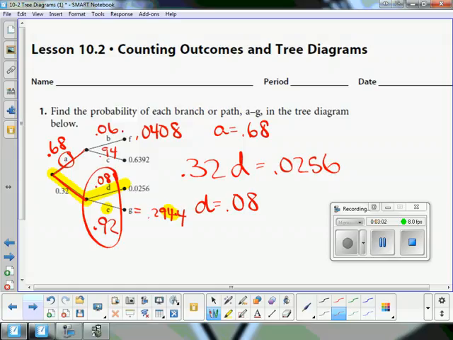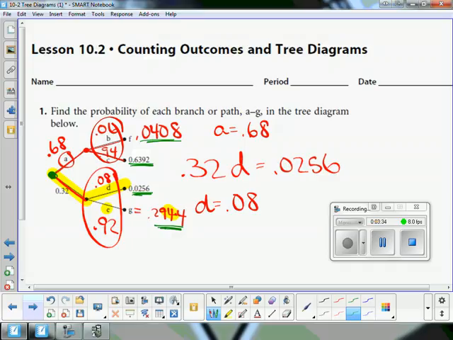Now, a couple things to notice as we're looking at this. One of them will be that any two branches that grow from one particular dot, so these two branches that grow out of that dot, should add up to 1. At the very end of the line, this branch, this branch, this branch, this branch, they are all sort of offspring from this original dot. So the four of these should all add up to 1.